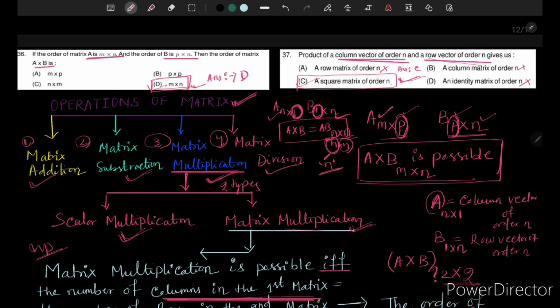So dear students, hope you all understood the questions. So these are some questions related to matrix.